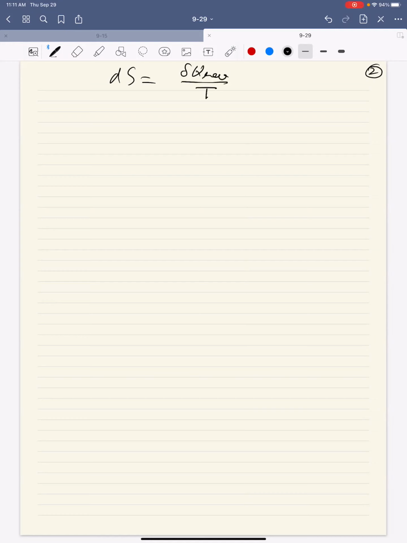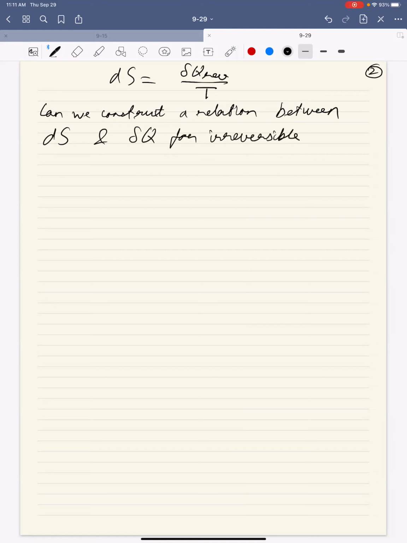And we did this. Now the question is, what about irreversible change, right? Can we construct a relation between dS and delta Q for irreversible change? By irreversible, I mean if you make it very, very small, then it becomes reversible. You can call it irreversible or actual. How should we go about this?